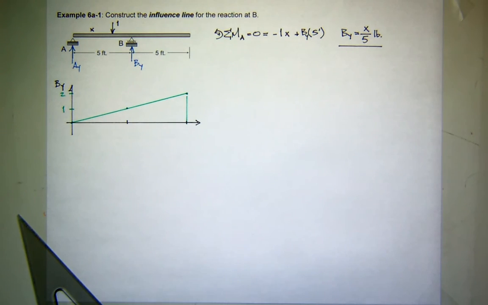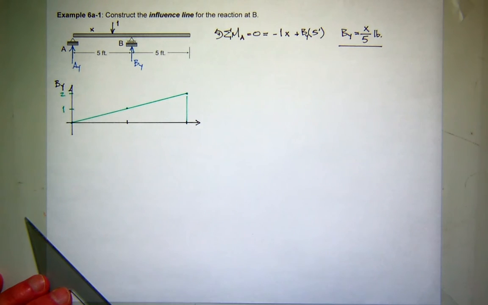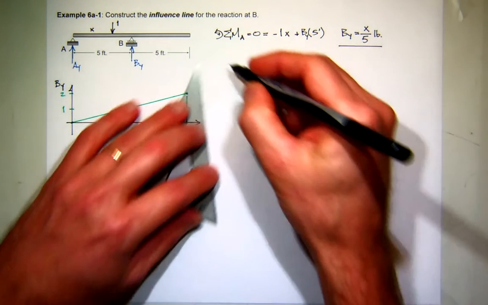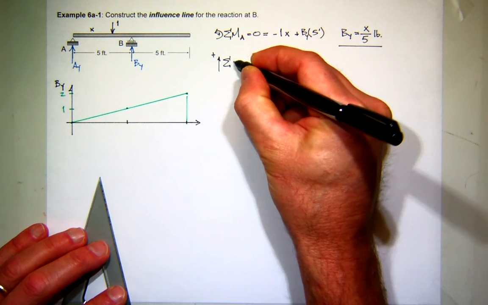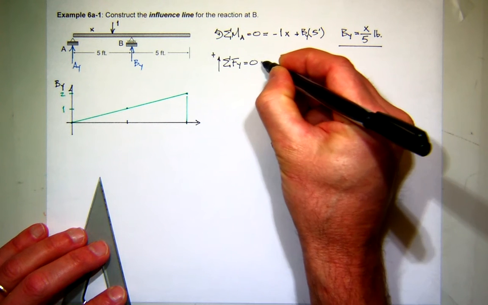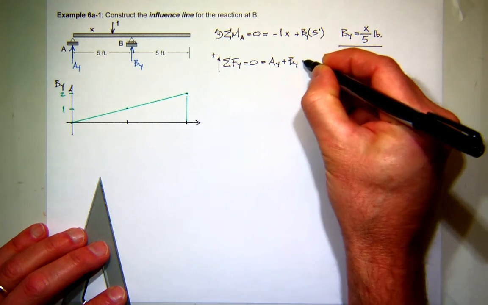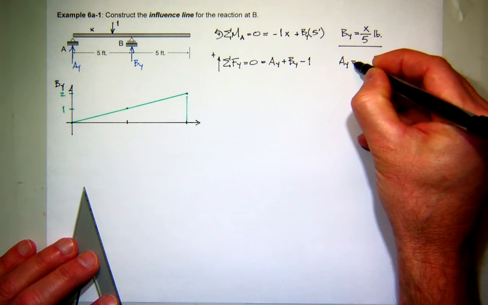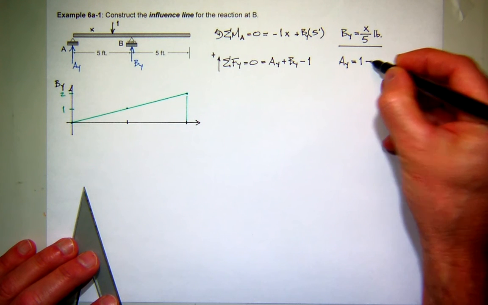Now since we're here, and this was a fairly short problem, let's go ahead and find the reaction at A. The influence line for A. How could I find that with the information I already have? Sum forces in the Y. Does this sound familiar? So if I sum forces in the Y direction, I have AY plus BY minus 1. So what is AY? Looks like it's going to be 1 minus BY.